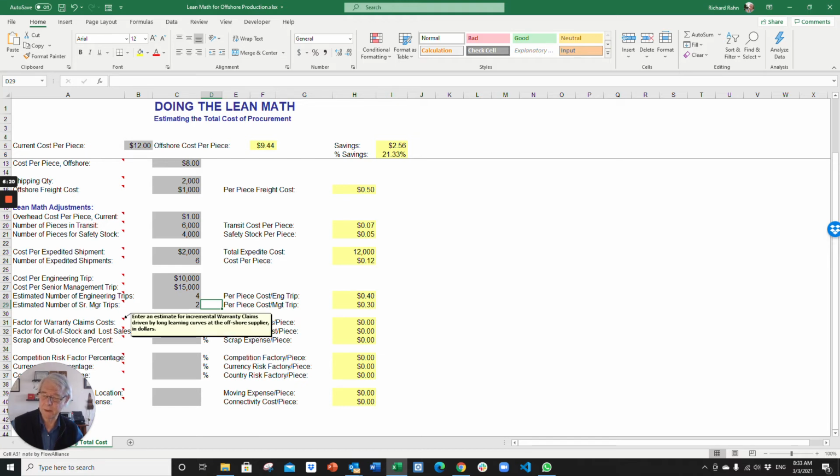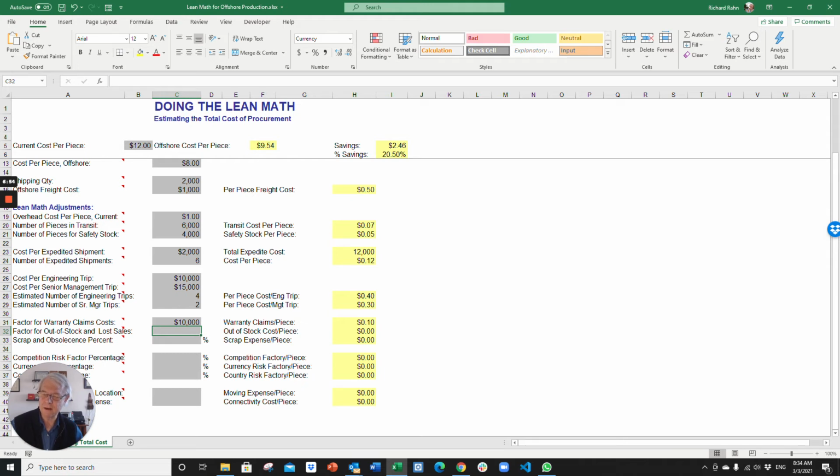Next one, factor for warranty claims cost. Enter an estimate for incremental warranty claims driven by long learning curves at the offshore supplier in dollars. That means we don't expect them, since they're new at this, to get it perfect. Might we have some additional warranty claims? Maybe, right? So let's add in a factor for warranty claims of something like $10,000. So that adds 10 cents over the per piece.